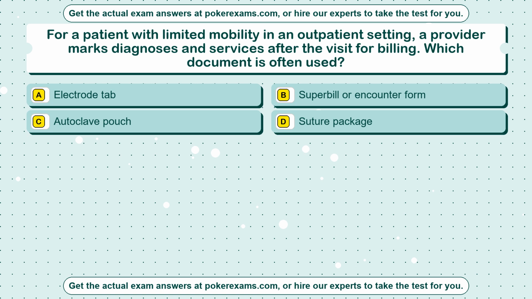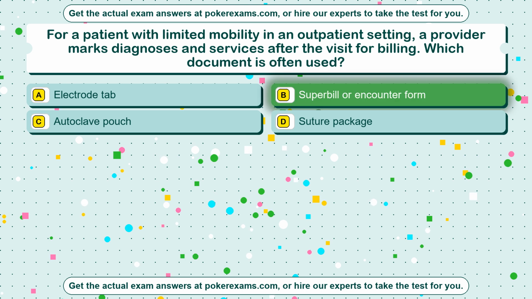Question 40. For a patient with limited mobility in an outpatient setting, a provider marks diagnoses and services after the visit for billing. Which document is often used? Option A, electrode tab. Option B, superbill or encounter form. Option C, autoclave pouch. Option D, suture package.